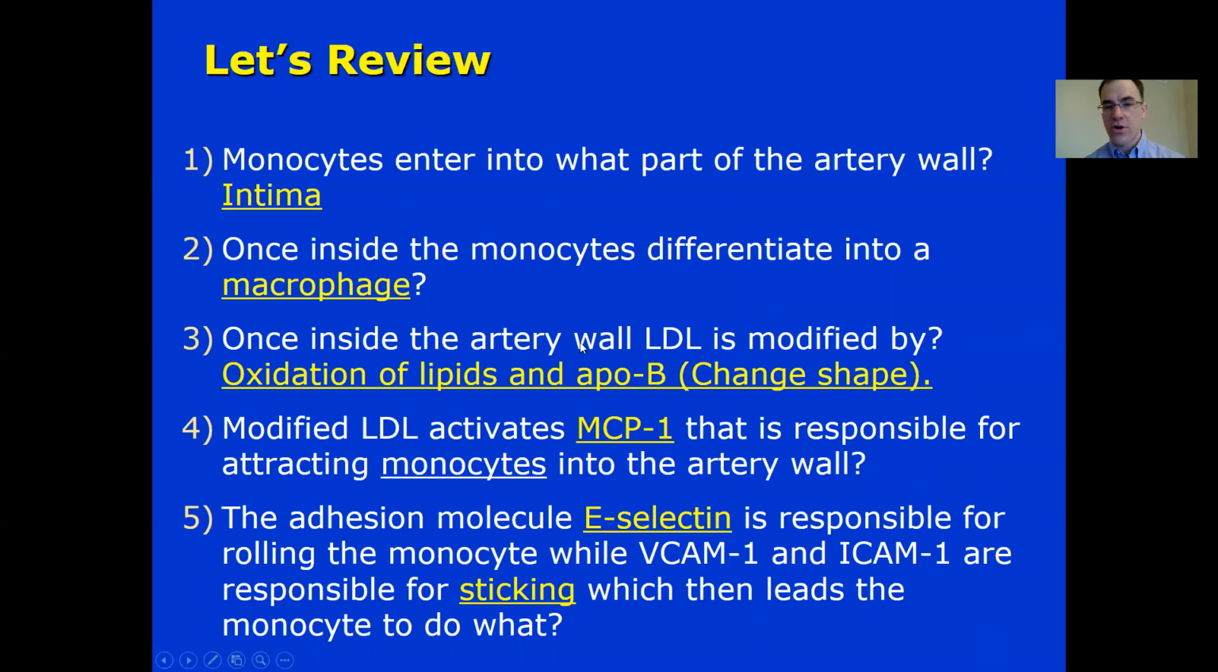Once inside the artery wall, LDL is modified by the oxidation of lipids in ApoB. So basically those free radicals or those special oxygen molecules will change the shape of the LDL to become modified. These modified LDLs will activate MCP1 that is responsible for attracting monocytes into the artery wall. And then the adhesion molecules E-selectin is responsible for rolling the monocyte, while VCAM1 and ICAM1 are responsible for the sticking, which then leads the monocyte to do what? To help bring it into the coronary artery intima.